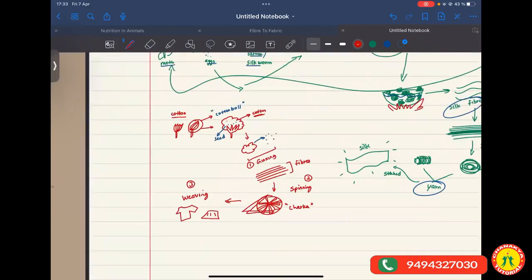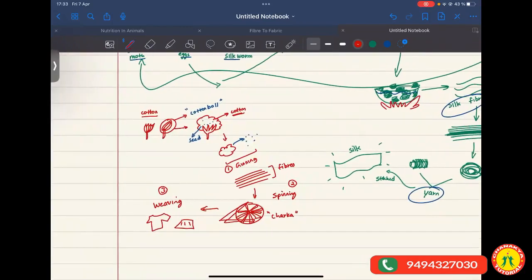Was this understandable? Yes, ma'am. Any doubts? Ma'am, I have a doubt, ma'am. Tell me. Ma'am, if we have to extract a large amount of cotton, then will we extract the cotton from the cotton boll by hand only? Yeah, you'll do it with hand only.